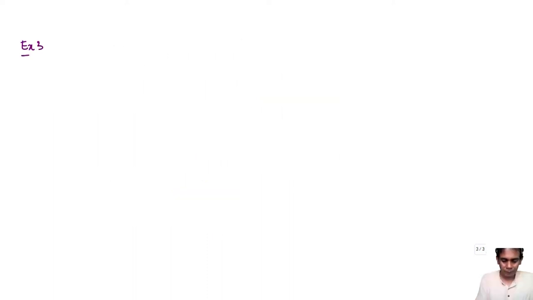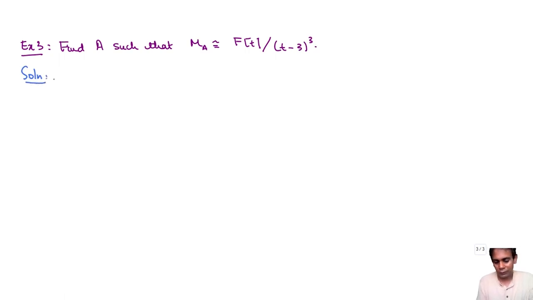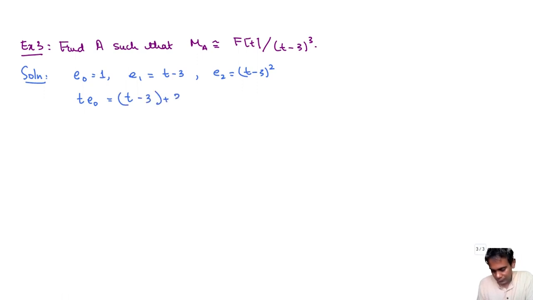Exercise 3. Find A such that M_A is isomorphic to F[T] mod (T minus 3) whole cubed. I'll solve this in two different ways. First, I'll take basis e0 equals 1, e1 equals T minus 3, e2 equals (T minus 3) squared. And then T times e0 is T, but I need to expand in terms of this basis e0, e1, e2. So I can write this as T minus 3 plus 3, which is e1 plus 3 e0.